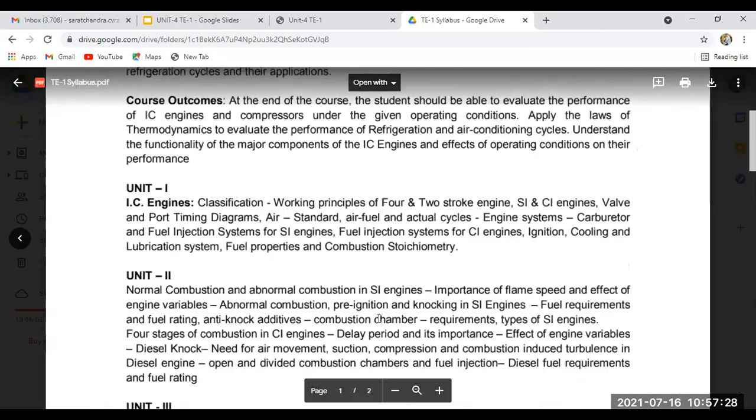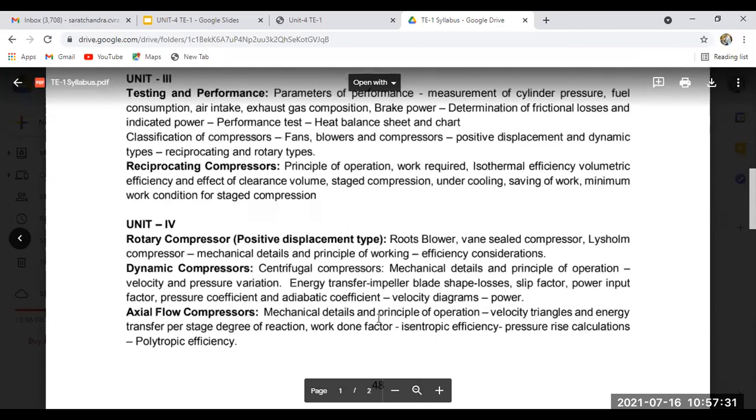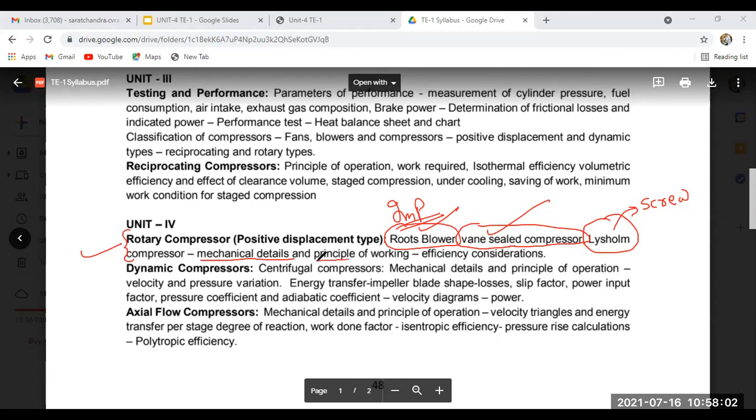So here we have discussed all these 3 types of rotary compressor. Root blower compressor we have already covered, which is the most important one. Lots of times they ask questions related to this root blower compressor. Yesterday we completed the vane type compressor, and today we have completed the Lysholm compressor, which is also called the screw compressor. We have studied the mechanical details and principle of working, how it works, and we have also discussed the efficiency of these two types of compressor.